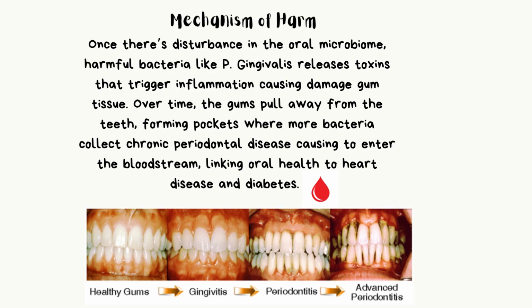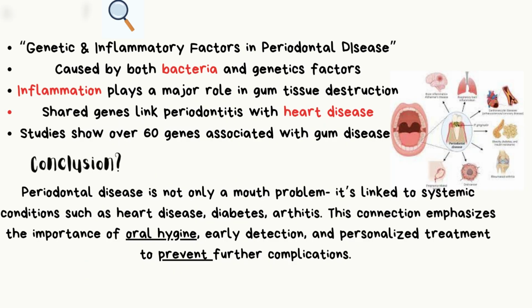Mechanism of harm. Once there's disturbance in the oral microbiome, harmful bacteria like P. gingivalis release toxins that trigger inflammation, causing damaged gum tissue. Over time, the gums pull away from the teeth, forming pockets where more bacteria collect. Chronic periodontal disease allows bacteria to enter the bloodstream, linking oral health to heart disease and diabetes.